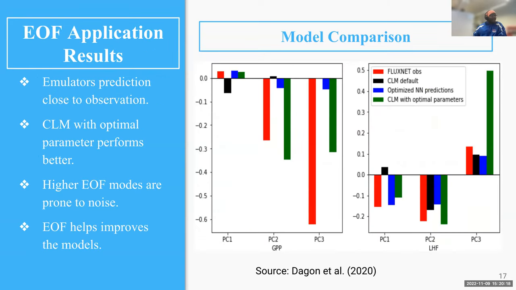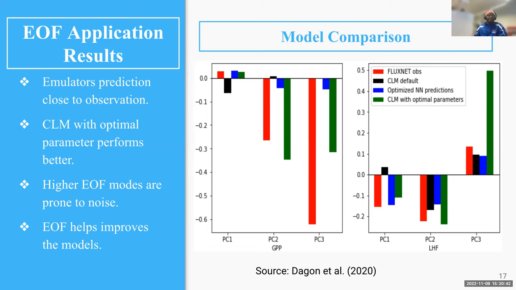Then again, here is one of the papers where they used the EOF, but they used it in two ways. One of the ways was that they optimized the parameters. They generated the parameter input space for the land model, then fed it into the machine learning algorithm. Then that machine learning algorithm predicted the best optimal parameters.